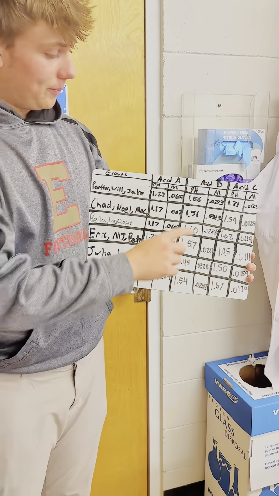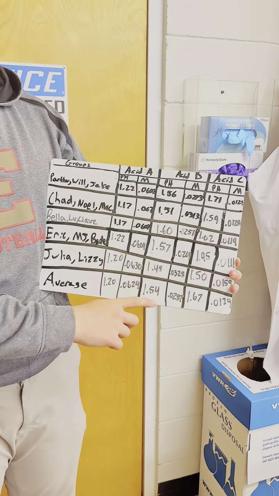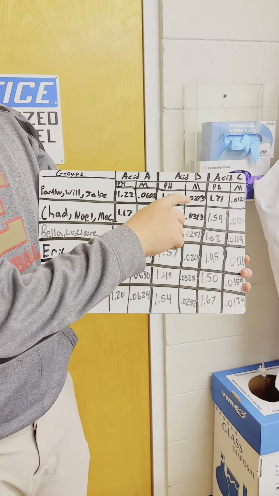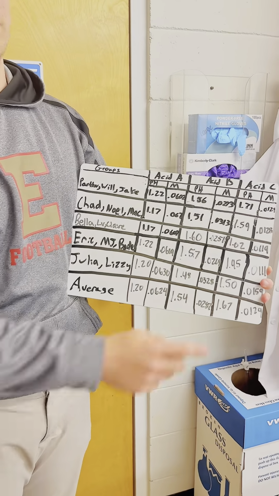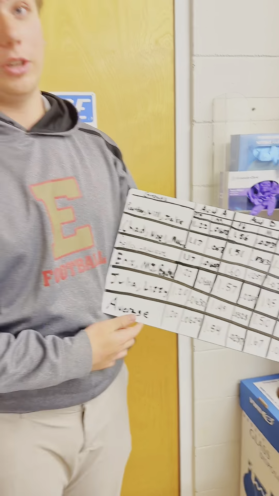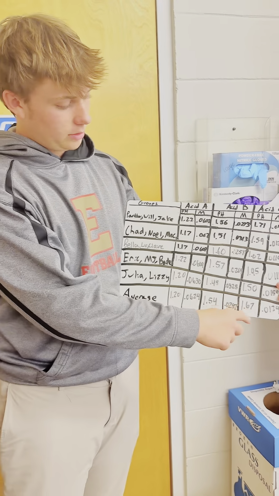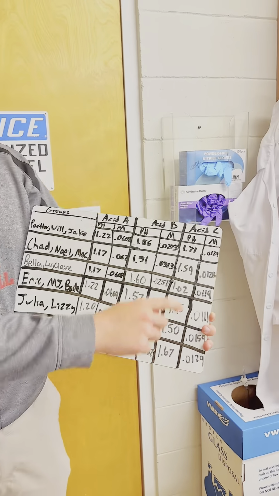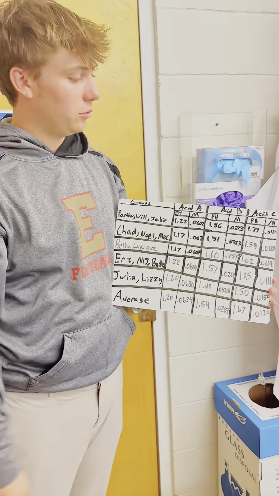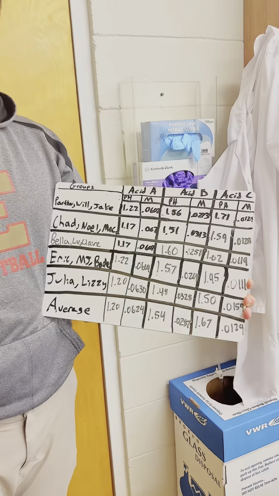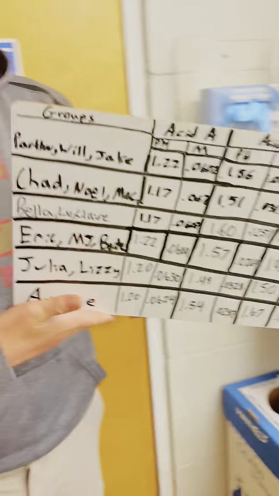Moving on to acid B, our pH of 1.56 is very similar to the average of 1.54, meaning we did a good job with cleaning up our chemical spill. The molarity is 0.0273, very, very similar to 0.287. So far we did a great job. Moving on to acid C, our pH was 1.71, very similar to all these, close to the average of 1.67. Also the molarity for acid C was 0.0129, which as you can see is very similar to the other cities, and very close to the average of all the other cities. So I think we did a good job during our chemical spill.